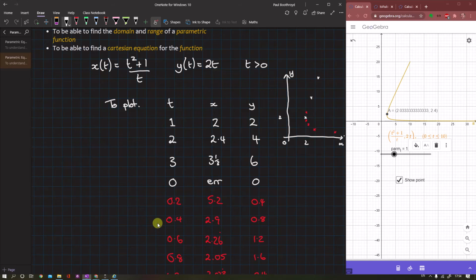The next part we need to be able to do is find the domain and range for this function. So I'll just take a copy of the curve, the information above.